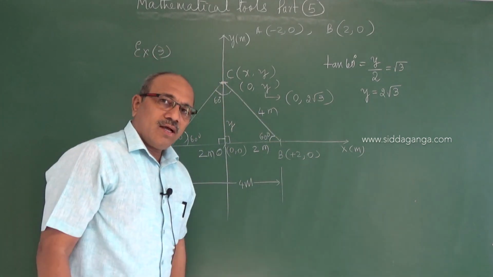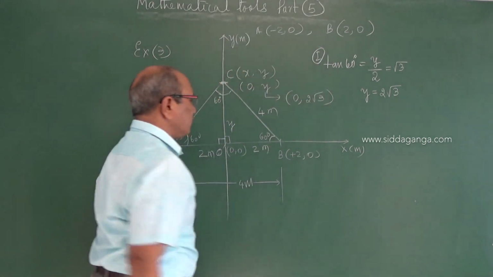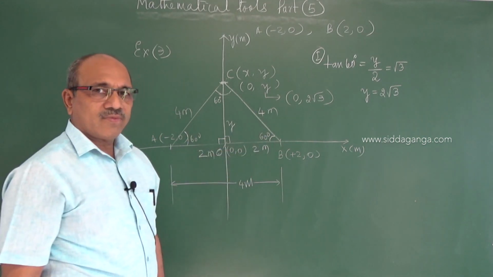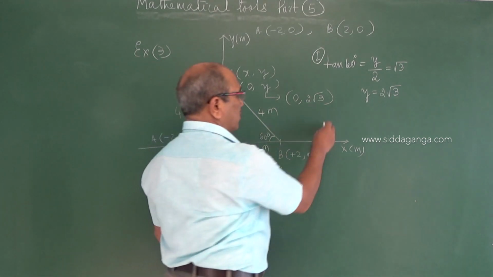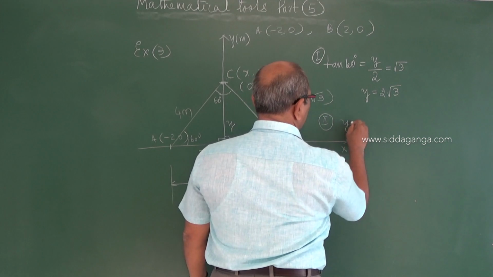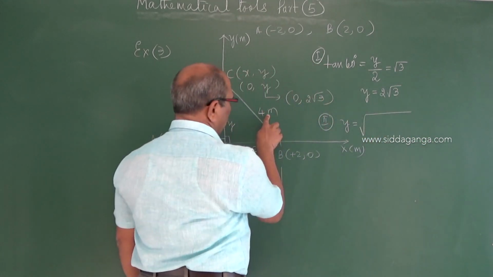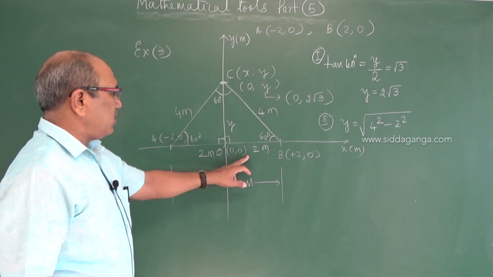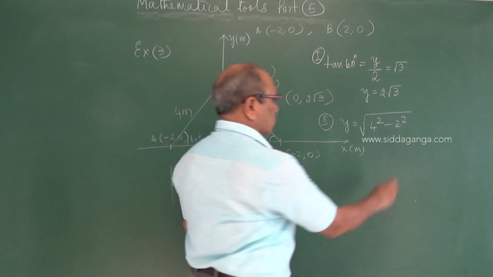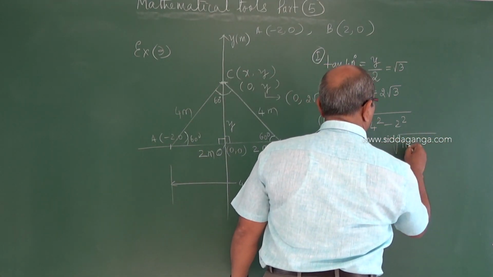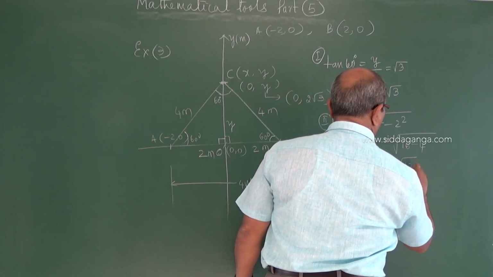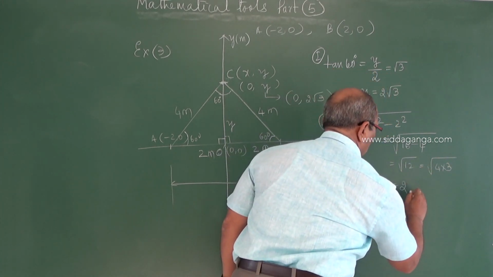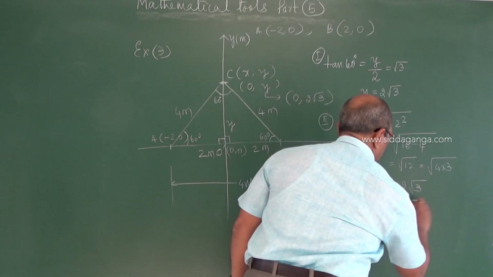That is one method, using a trigonometric function. However, as it is 90 degrees, and this is 2 and this is 4, you can apply the Pythagoras theorem also, the second method. y is equal to square root of 4 square minus 2 square. So this is equal to square root of 16 minus 4, which is square root of 12, which can be written as square root of 4 into 3. You know square root of 4 is 2, so y is 2 root 3. You got the same value.